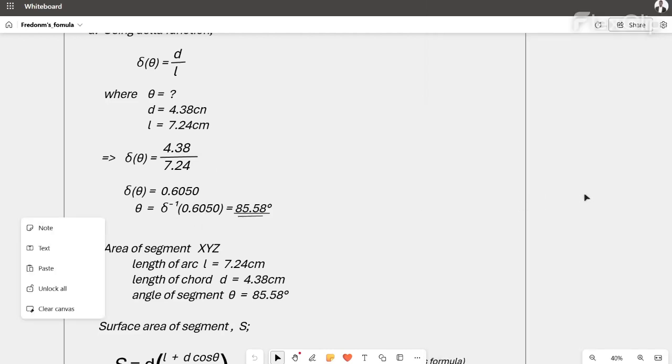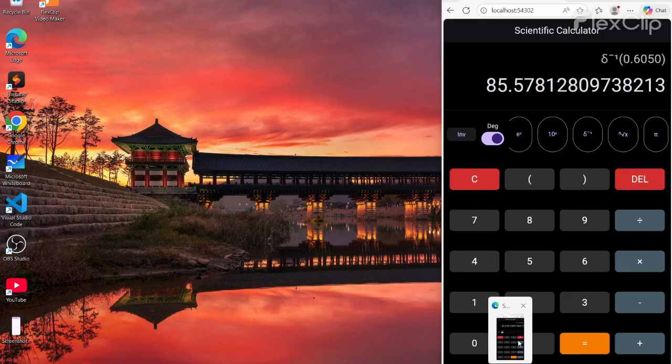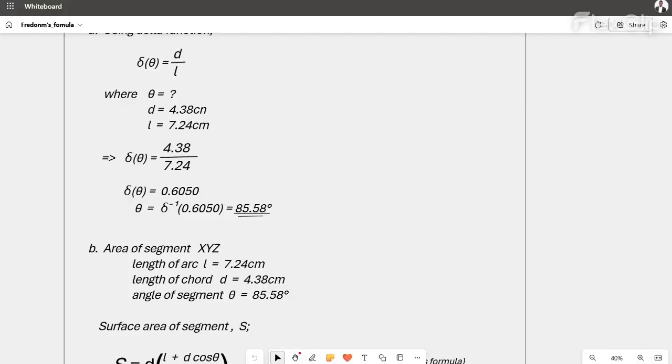Unfortunately, there is no other means you can do that apart from this calculator I built here. There's no other way I have found. I built this calculator mainly because of this function you're seeing here, so that we can convert a ratio like this to the angle of the segment.